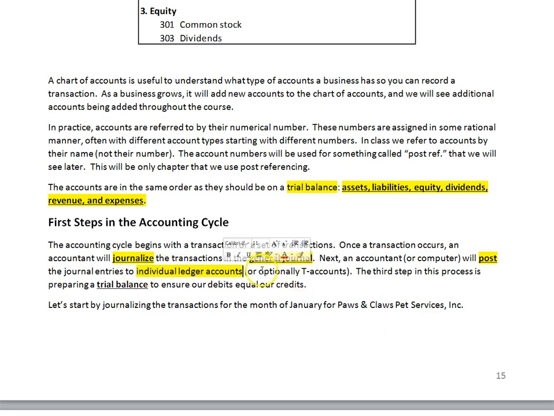Here you could optionally use T accounts, but we're going to use ledger accounts for this example. But you might see we're going to use T accounts in later chapters. So either one, ledger accounts or T accounts, they do the same role. And we'll get to that when we get to the second step. Third step, we're going to prepare a trial balance. So just like the name of the title, journalize, post, create a trial balance.